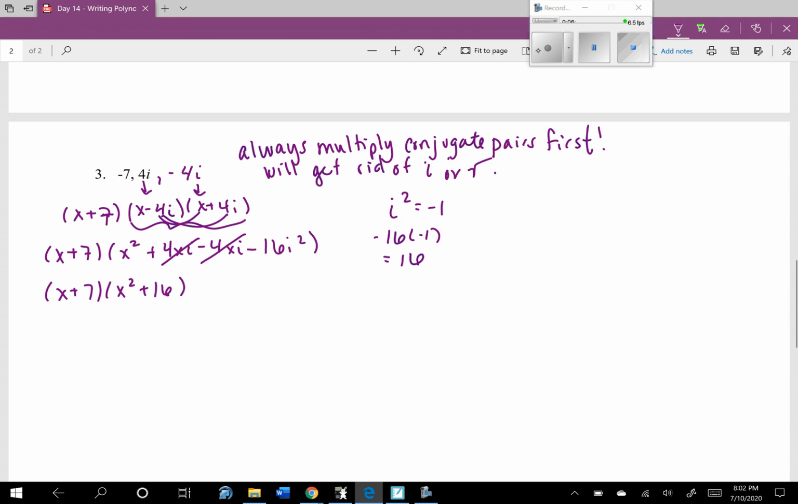Notice the i's all canceled out, which should always happen when you multiply your conjugate pairs together, because when you're writing your polynomial equation, you're writing with real integer coefficients. If you have an i left in your equation after multiplying the conjugates, make sure you look at your problem again. Now we need to FOIL this out again. So we have x times x squared, which is x cubed, plus 16x plus 7x squared, plus 112. And then we just need to write this in standard form. So f of x is equal to x cubed plus 7x squared plus 16x plus 112.